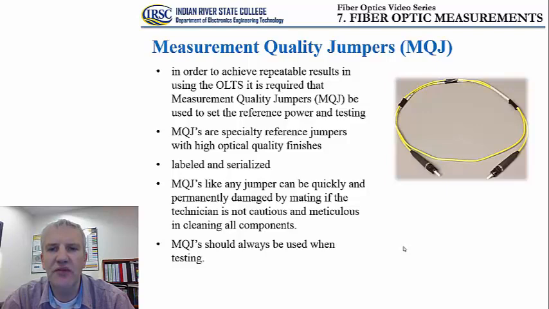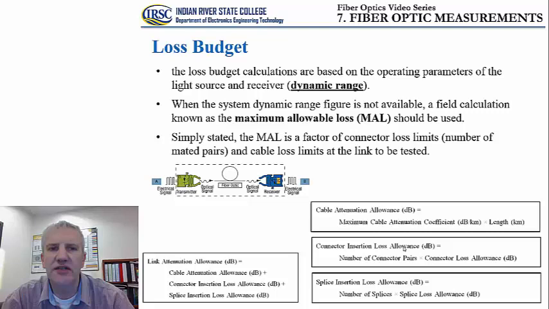This slide briefly puts in perspective the loss budget. That's important information for a fiber optic technician that performs the test. Usually you have some sort of a reference line or pass-fail criteria that's established for the optical fiber that you're testing, based on the calculation of the loss budget. These calculations are based on the operating parameters of the light source and the receiver, or so-called dynamic range, and usually a so-called maximum allowable loss is established and should be used during the process of calculation and testing.